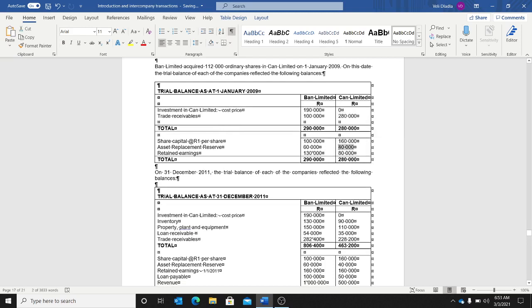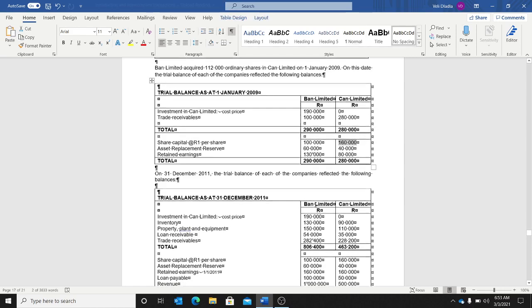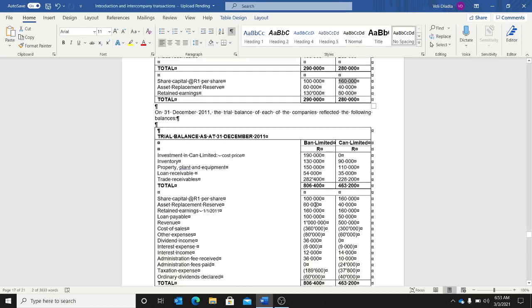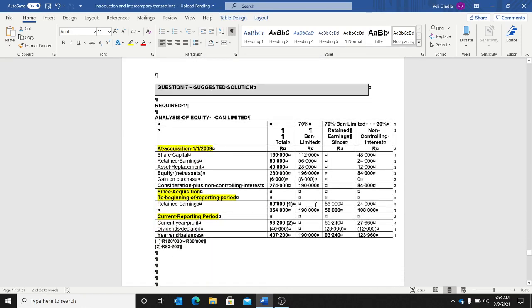There was a 40,000. There was an 80,000 here, when we bought the company. So how much did we pay for this company? We paid 190. So at acquisition, we've already established that if you've got 112 shares out of 160, you've got 70%. 112 divided by 160 will give you 70%. So we do at acquisitions.